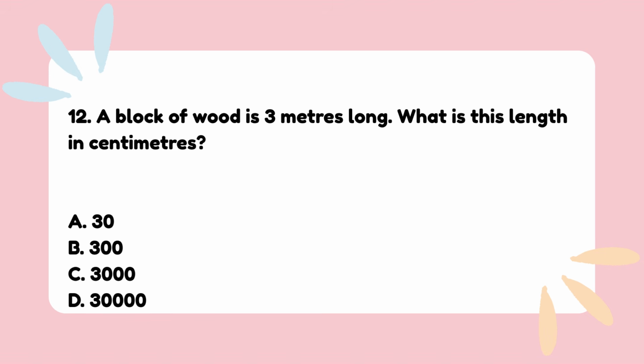12. A block of wood is 3 meters long. What is this length in centimeters? A. 30. B. 300. C. 3000. D. 30,000.